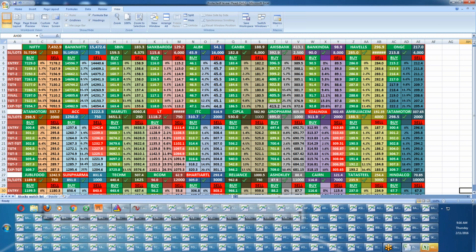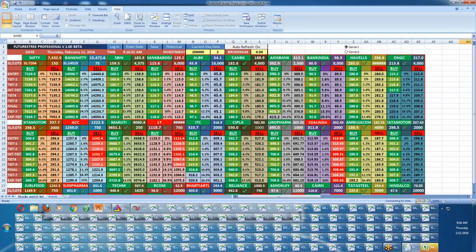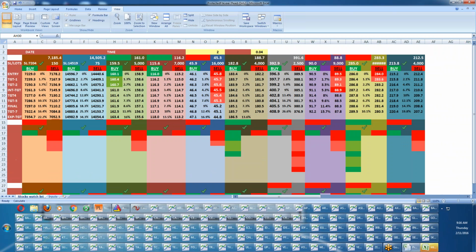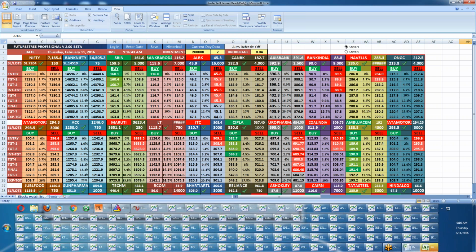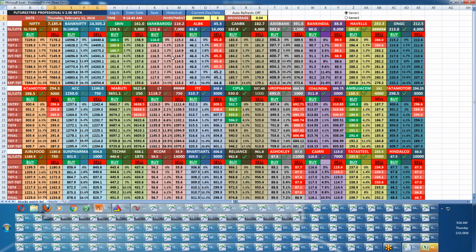So the current day data is done. Click, you'll get auto refresh on. There you go, you got the prices. We have a buy call in Bank of Baroda. ALBK we ignore. Same thing with Ambuja Cement and Aurobindo Pharma, because these are all already gap up or gap down.